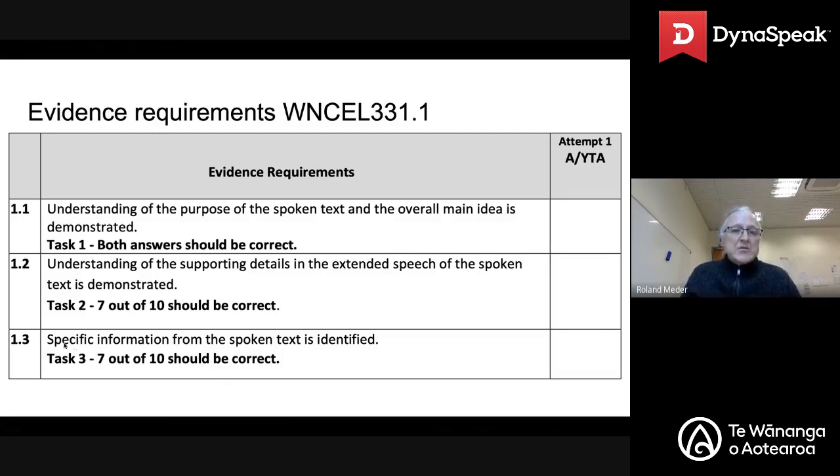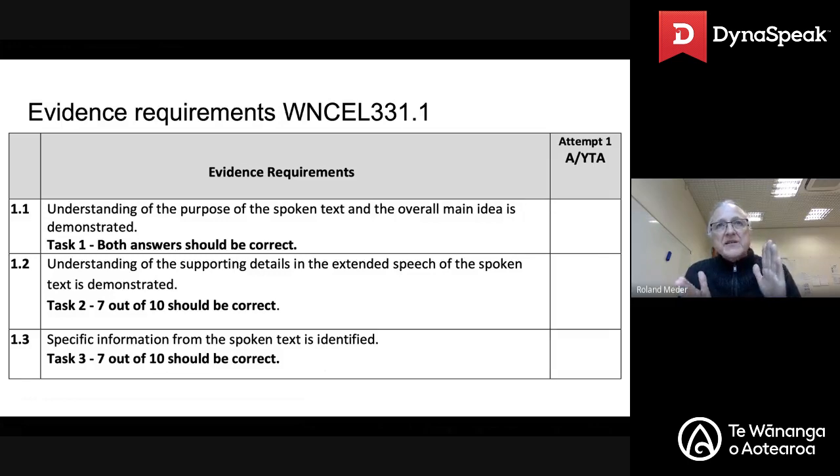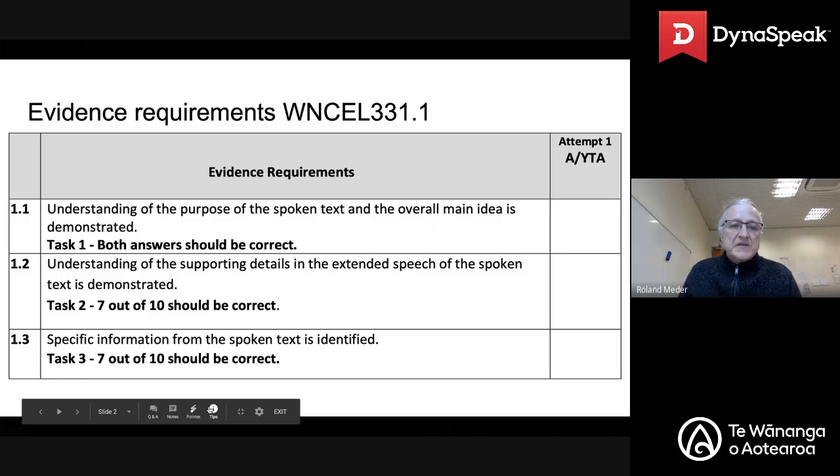And then the last one, specific information from the spoken text is identified. In this task, you'll often be presented with information from the text, sentences or paraphrasing, maybe a summary of the text, and you'll be asked to complete the gaps in that text. All right, and we'll be looking at that.